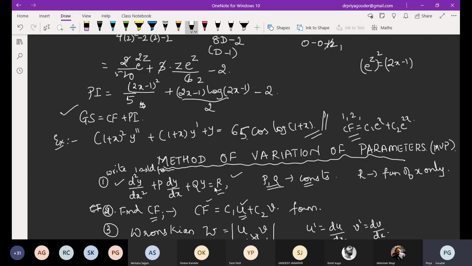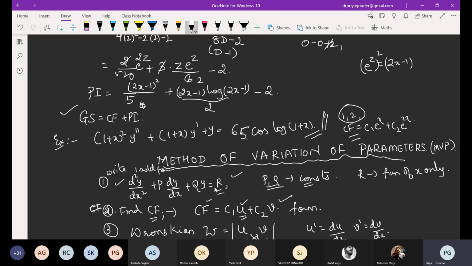So you have to find CF and you will always get it in this format. Just for example, if 1 and 2 are the roots, you write the CF as C1 e raised to 1x plus C2 e raised to 2x, isn't it? Now, this should be compared with the standard form C1U plus C2V. If you compare, C1, C2 are matching. What you should collect is U and V.